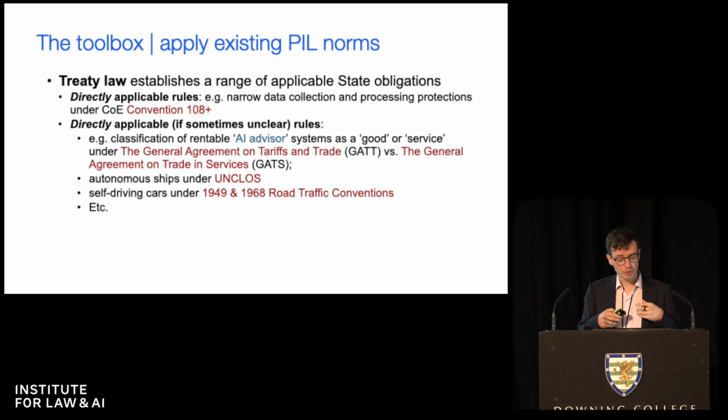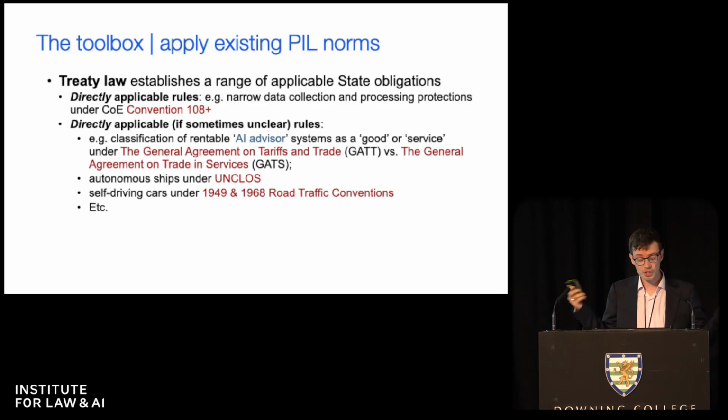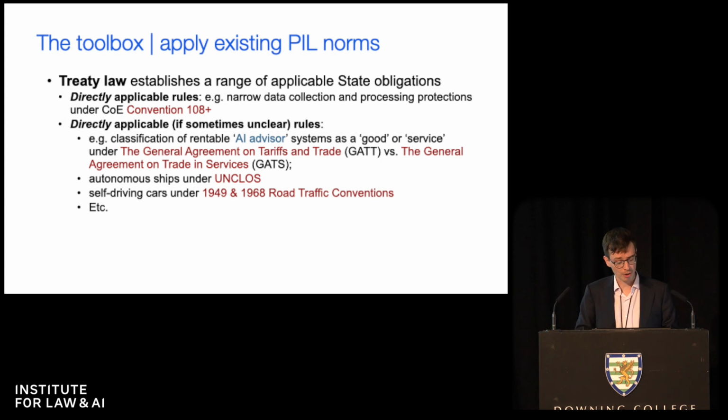You can think about other rules that might be applicable, but there needs to be some doctrinal clarification. So there's some discussion over, if you've got AI advisors, under trade law are they a good or a service? In which case, which regime do they fall under? If you have autonomous ships, is that regulated by the right of hot pursuit under the UN Convention on the Law of the Sea? Self-driving cars don't neatly fit into the road traffic conventions, which require a human operating the vehicle. But there is a lot of activity at the Global Forum for Road Traffic to resolve this.